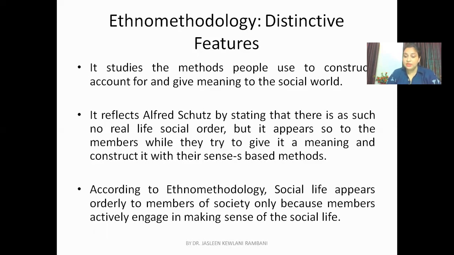According to ethnomethodology, social life appears orderly to members of society only because members actively engage in making sense of the social life. Very important thing to understand again. Social life is there. We give it meaning. We understand it is existing. We understand it as a social construct. But why does it appear orderly to us? Why does it look orderly or balanced or stable to us? Because the members actively engage in making sense of the social life that way.